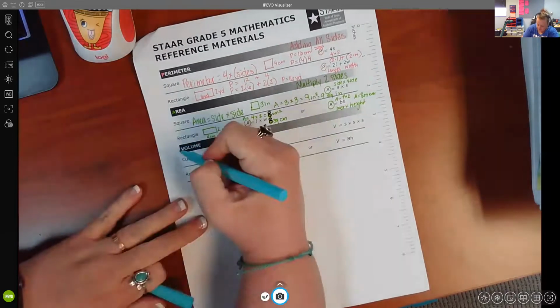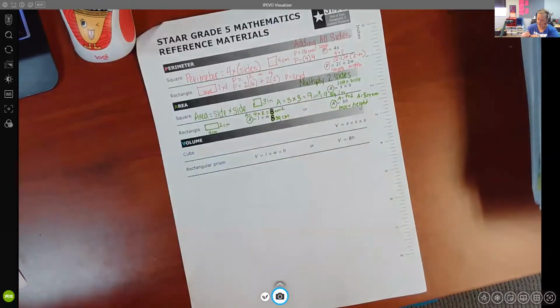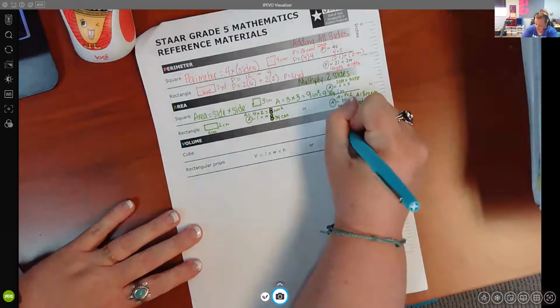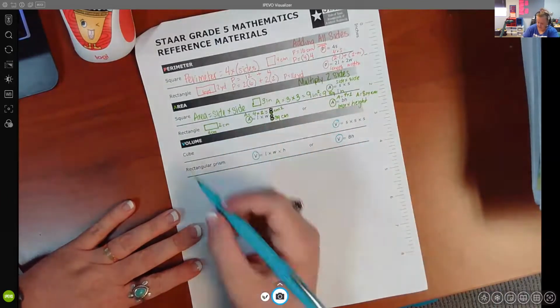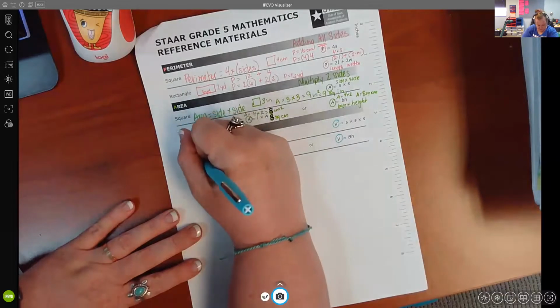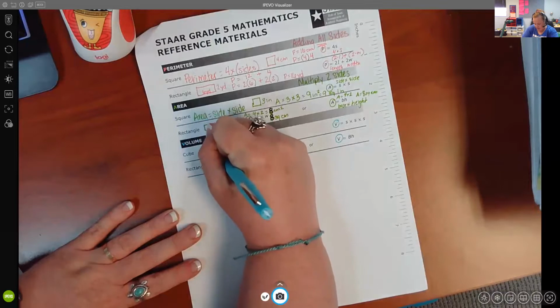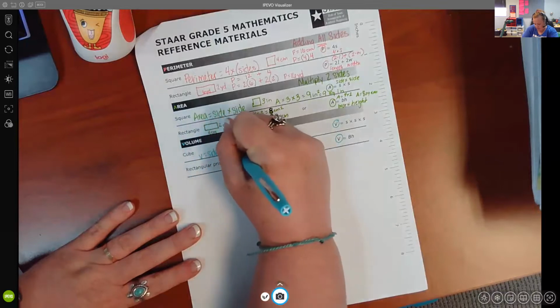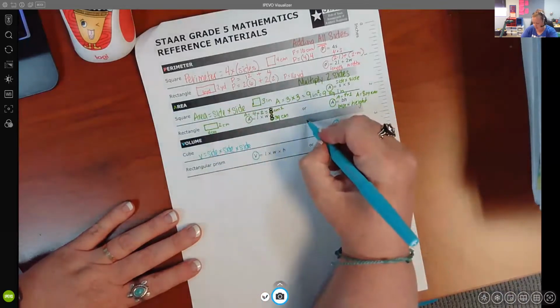Okay, so volume. Again, we have 3 formulas. So over here, V equals side times side times side. So now you're multiplying 3 sides.